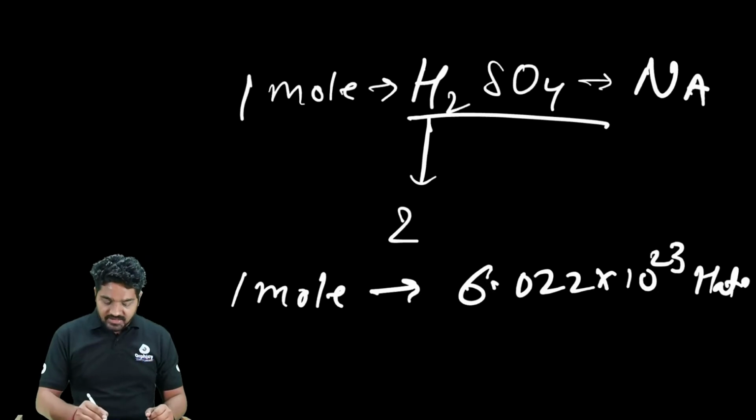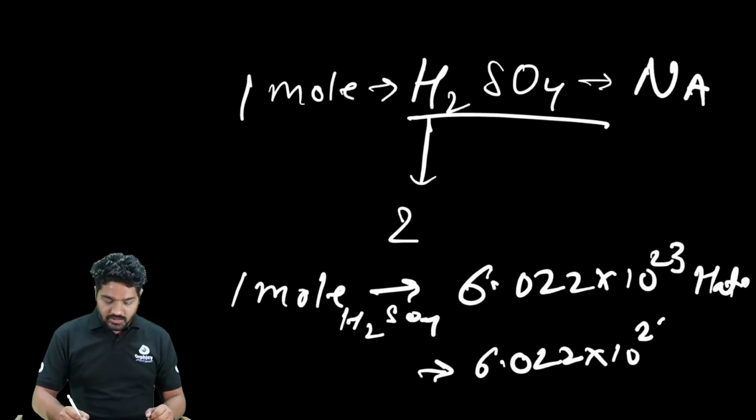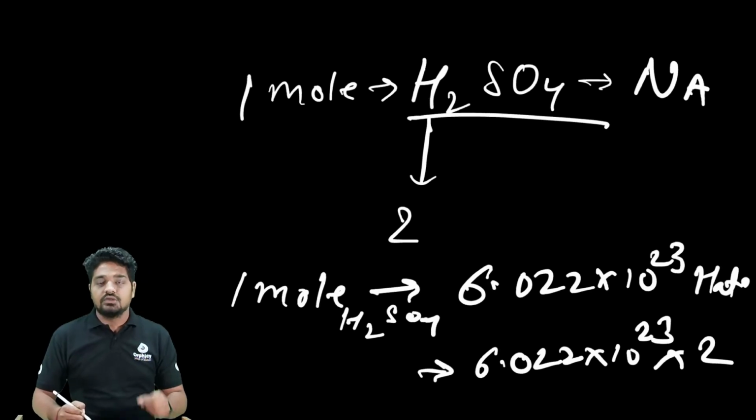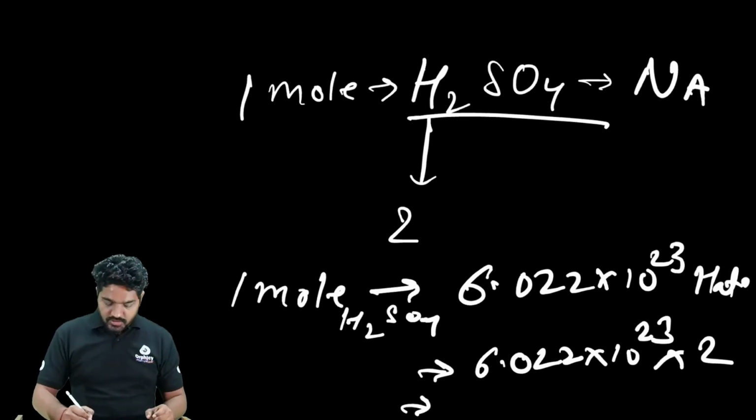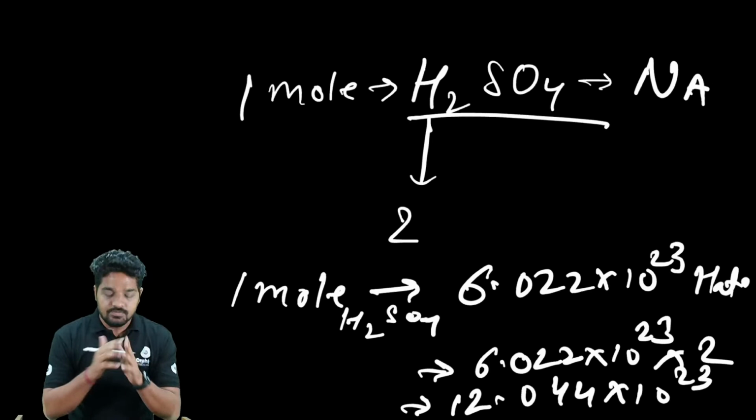So how many hydrogen atoms are there in H2SO4? 2. So it will be equal to 6.022 into 10 raised to the power 23 into 2, because the atomicity is 2. So it is going to be 12.044 into 10 raised to the power 23. I think this is completely clear to you guys now. All right.